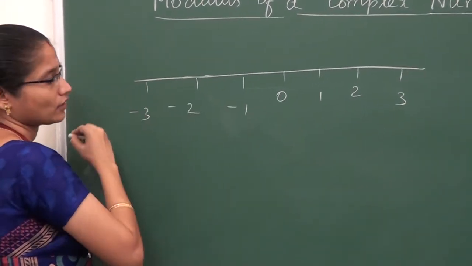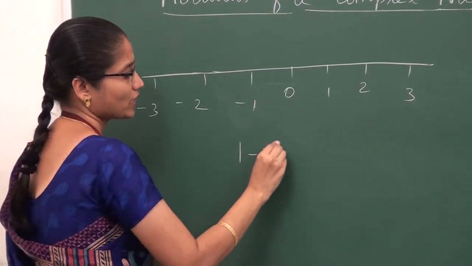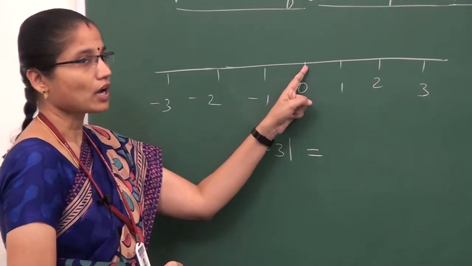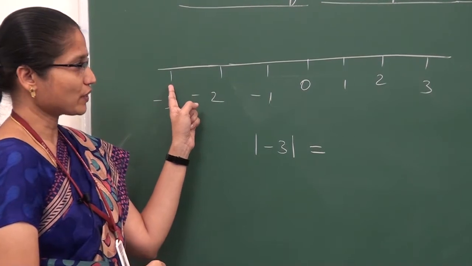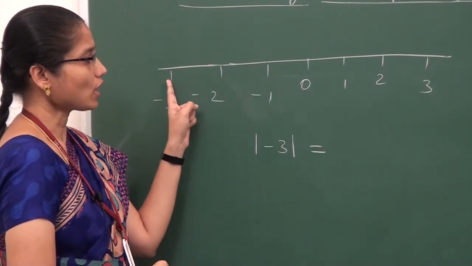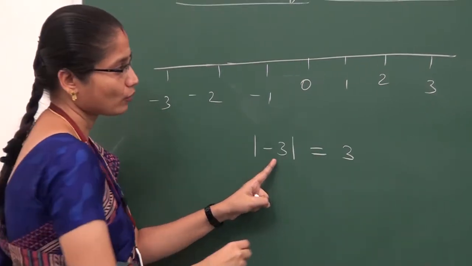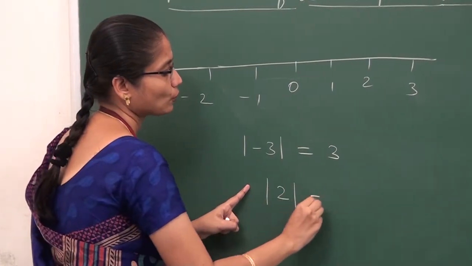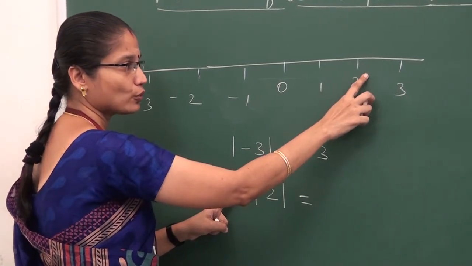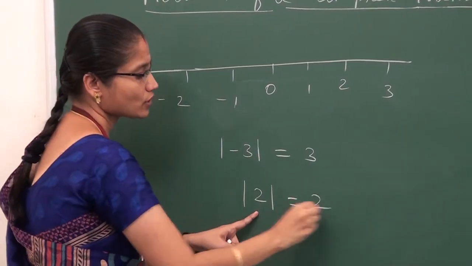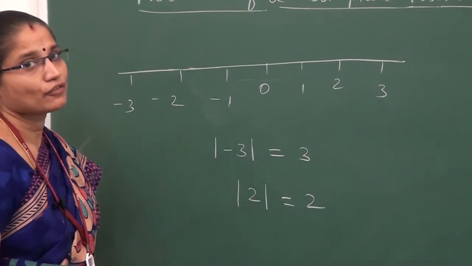-2 and -3. Now the modulus of -3 is the distance of this number from the origin. So -3 is present 3 units from the origin, so the modulus of -3 is 3. Likewise, what about the modulus of 2? 2 is present 2 units from the origin. So the modulus of 2 is 2. This is in the case of real numbers.